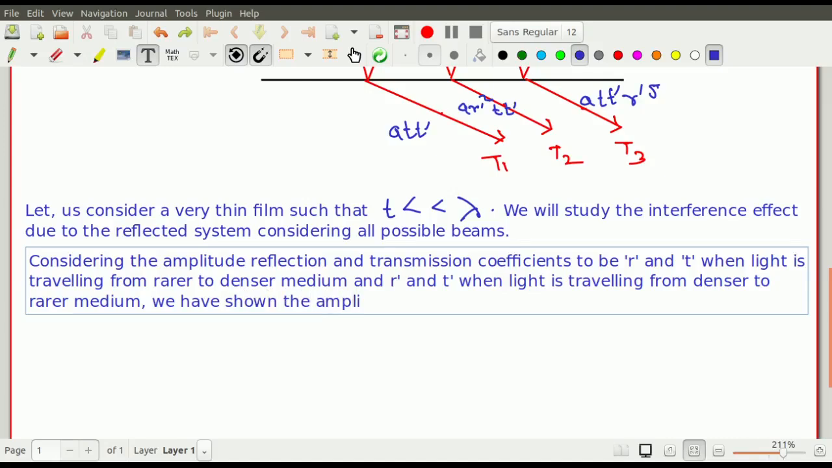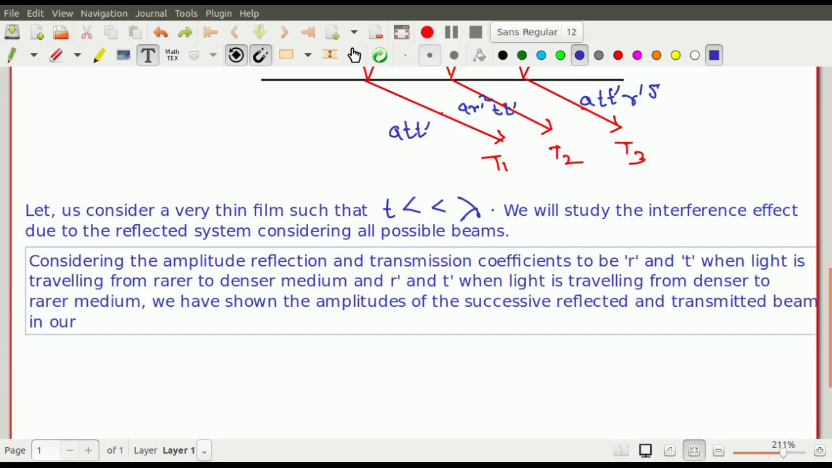the amplitudes of the successive reflected and the transmitted beams in our diagram. So এটা আমরা ডায়াগ্রামে দেখিয়েছি। We have shown the amplitudes of the successive, মানে পরপর, reflected and transmitted beams in our diagram. Is it clear to you?